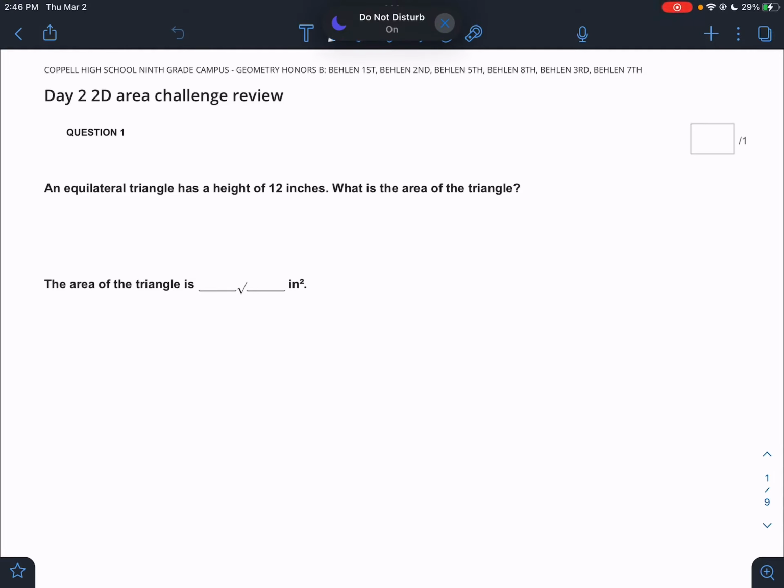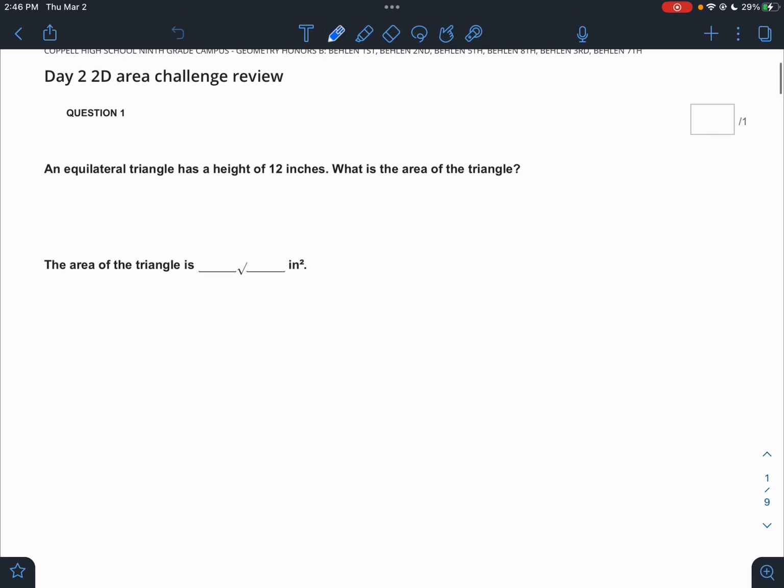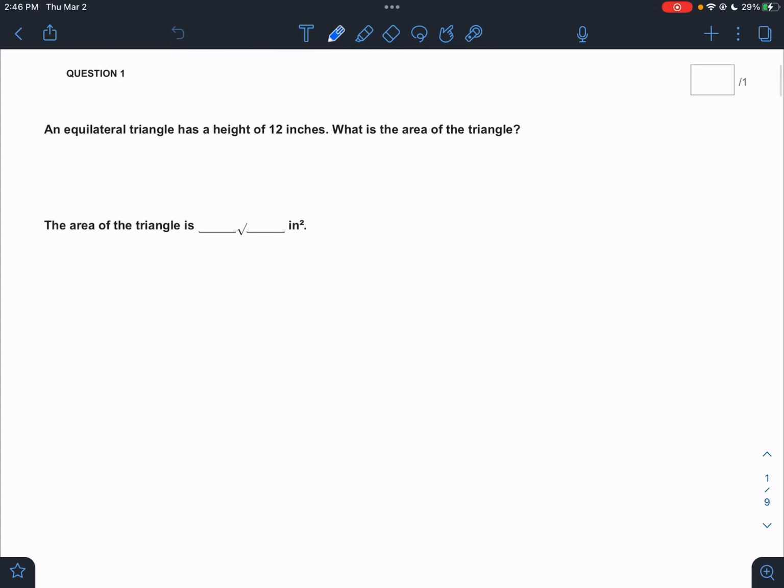All right, guys, time for the day 2 area challenge review. I know you're loving these problems. There's a lot going on. We're going to read carefully. We're going to remember what formulas we have. We're going to plug in correctly. We're going to manipulate correctly. We're going to do a really good job.